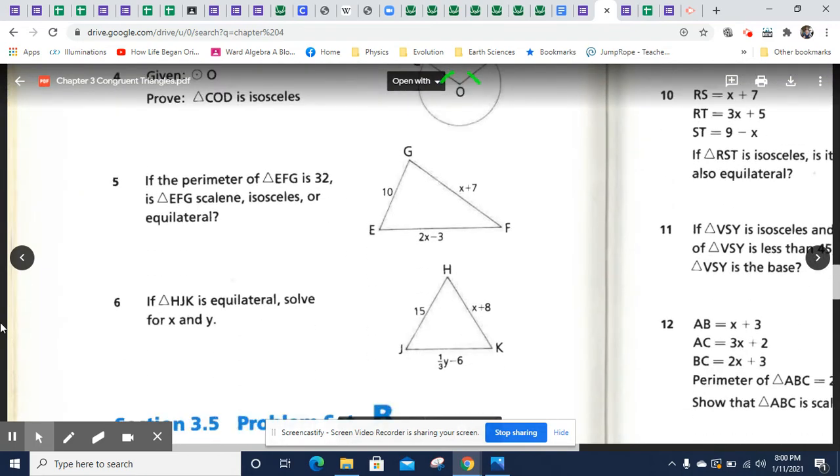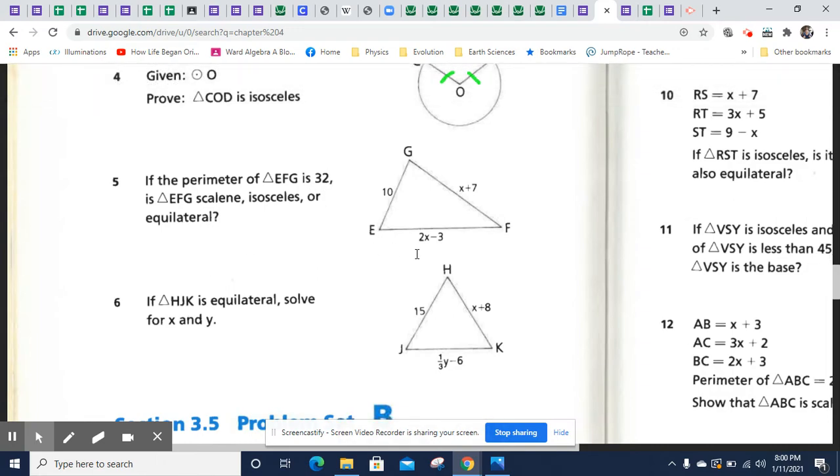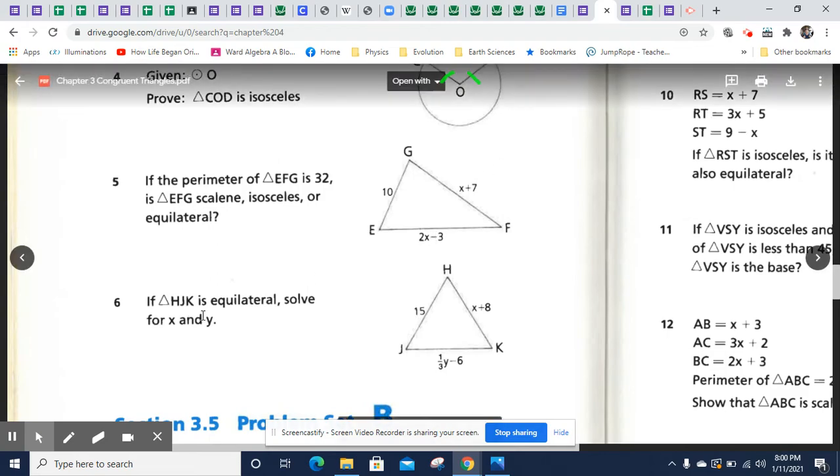Here, you're going to have to come up with an equation to figure out what x is. You can already know that it's not equilateral because 10 is not 1/3 of 32. But just put them all together, add them all together, get 32, and figure out what x is. Once you know what x is, you can figure out what these 2 sides are.